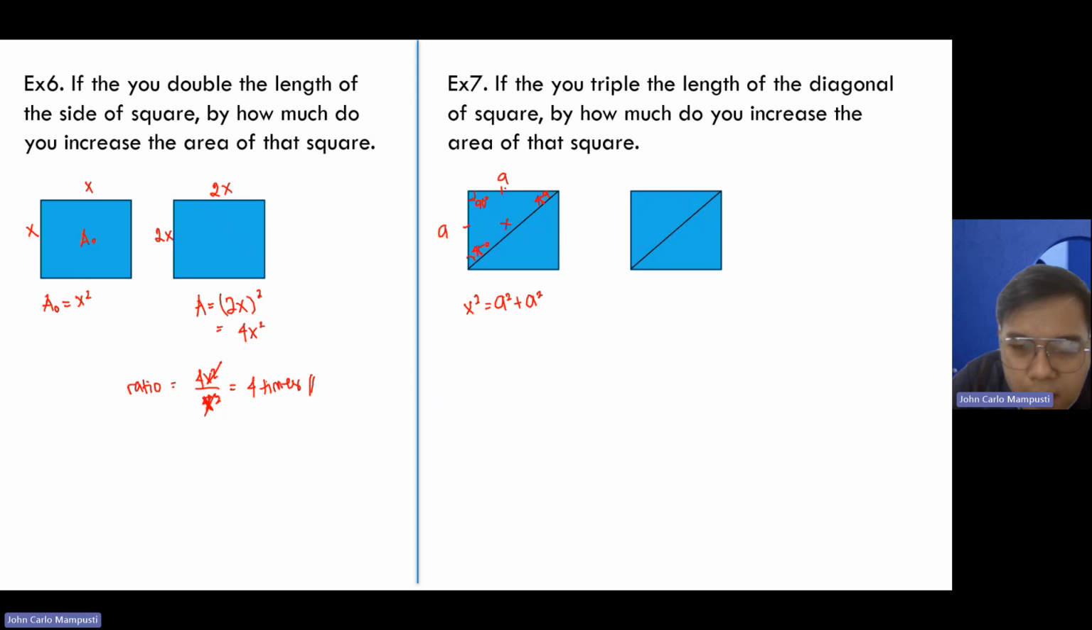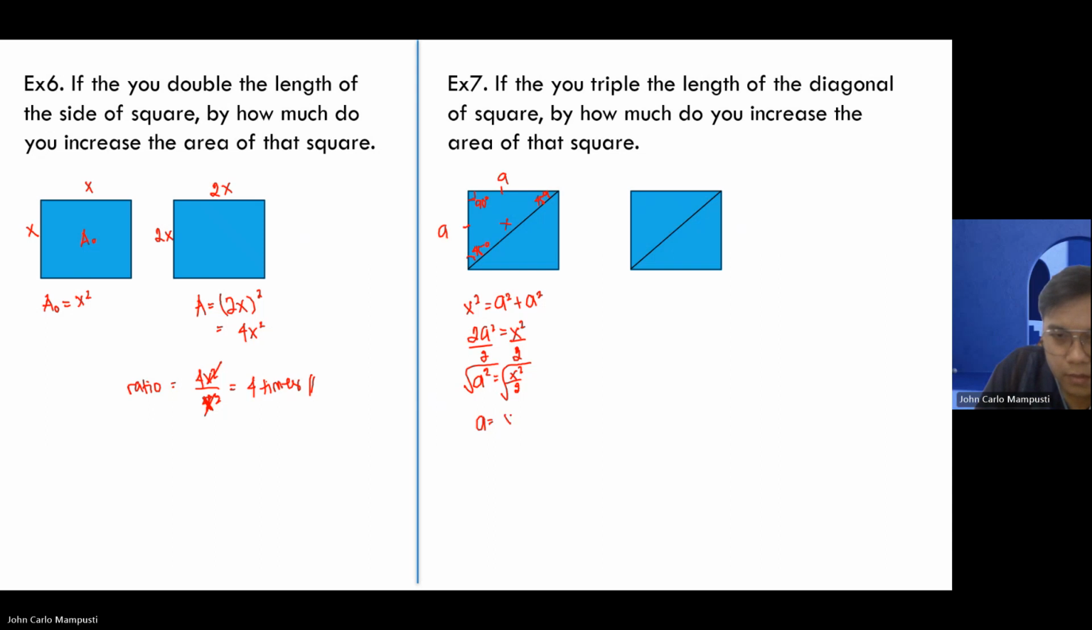So kunin natin itong side na to para makuha natin yung area. So this is 2a squared equal to x squared. So divide both sides by 2. Therefore a squared is equal to x squared over 2. Kunin natin yung square root. A is equal to, okay, so lalabas na yung x dyan. So square root ng 1/2, this is equal to square root 2 over 2.